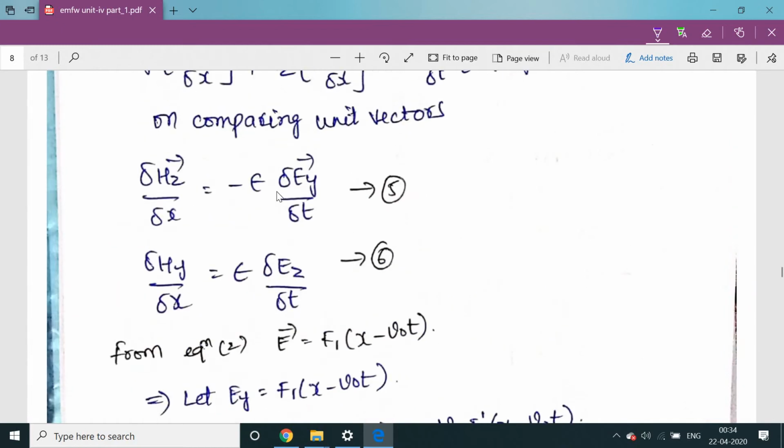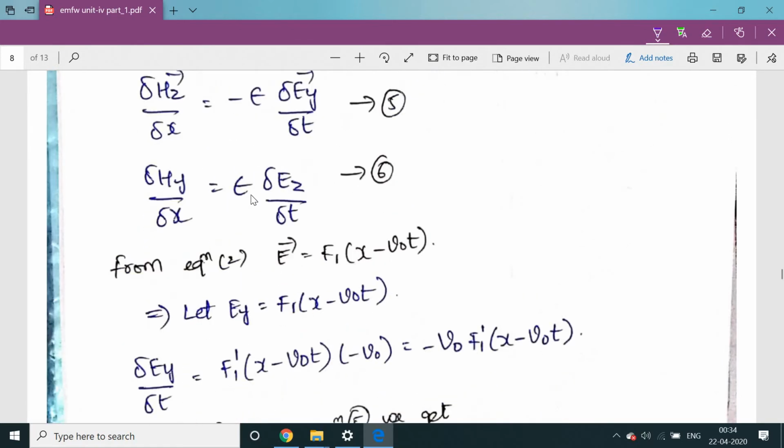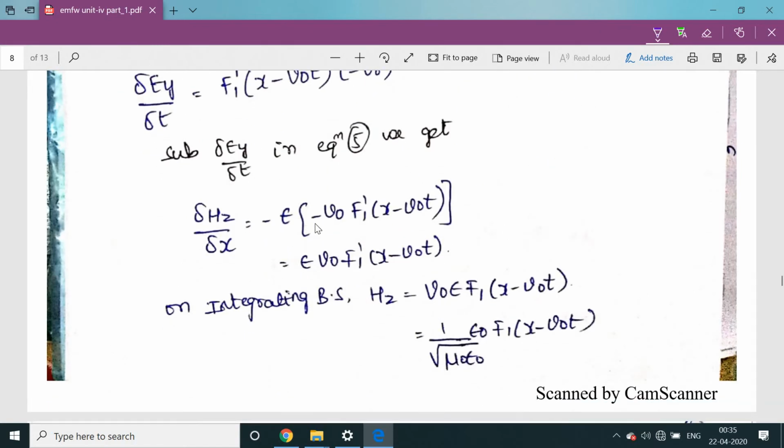Now substitute this in equation 5. So we get dou hz by dou x is equal to minus epsilon into minus v naught f1 dash of x minus v naught t. So this minus and minus will become plus. So epsilon v naught f1 dash of x minus v naught into t. Again, in order to get the value for hz, we need to integrate this. So on integrating both sides, hz is equal to v naught epsilon times the integration of f1 dash, which is nothing but f1 of x minus v naught t.